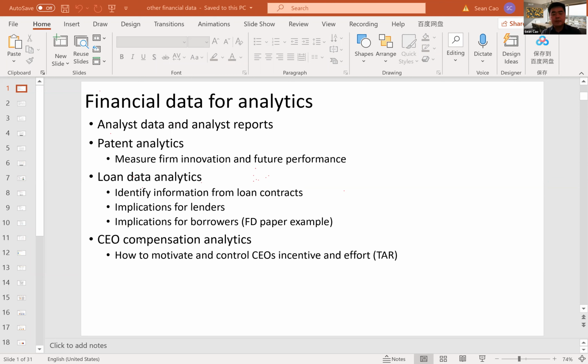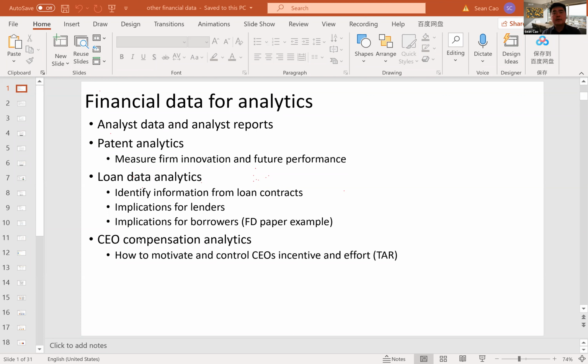So previously we talked about balance sheet analytics, how to analyze balance sheet data. And we talked about income statement analytics, how to understand the income statement. For income statement analytics, we identified earnings quality, primary earnings and transitory earnings. We talked about what kind of earnings quality is high and what is low. That's about income statement analytics.